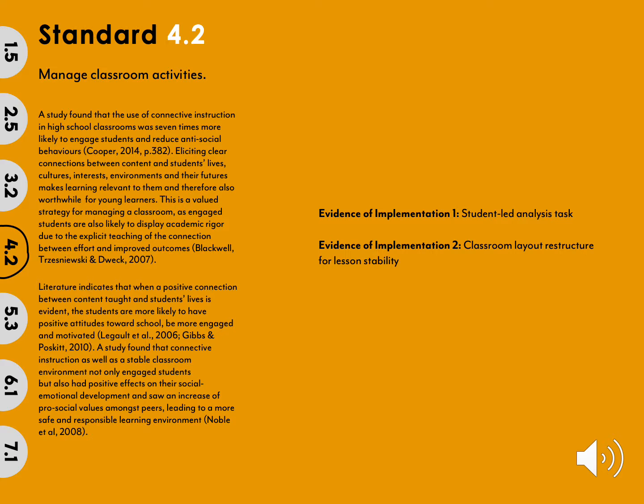To meet Standard 4.2, which talks about managing classroom activities, literature suggests that connective instruction is 7 times more likely to engage students and increase prosocial behaviours. Connective instruction, as well as a stable classroom environment, has significant positive effects on the social emotional development of students, as well as their level of academic rigour displayed in class. This leads to a safe and responsible learning environment, which was my main goal here.